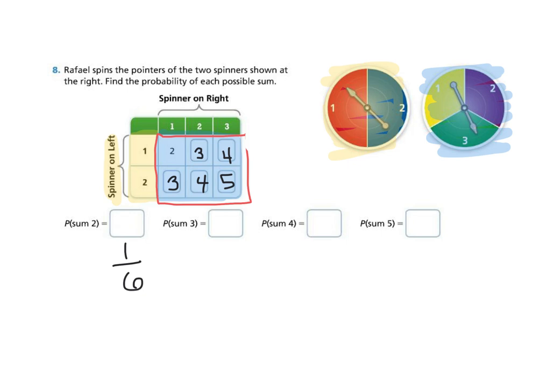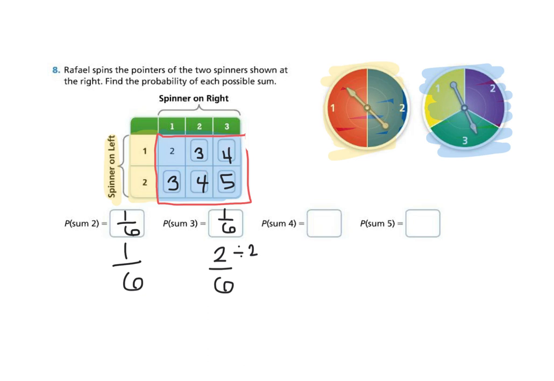Okay, what about the sum of a 3? How many 3s do you see in the table? 2. So that would be 2 over 6, which will reduce. This is divisible by 2. So this turns into 1/3 as well. Okay, third one, probability of getting a sum of 4. How many 4s do we see?